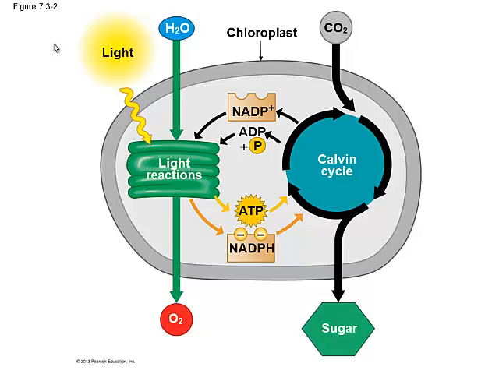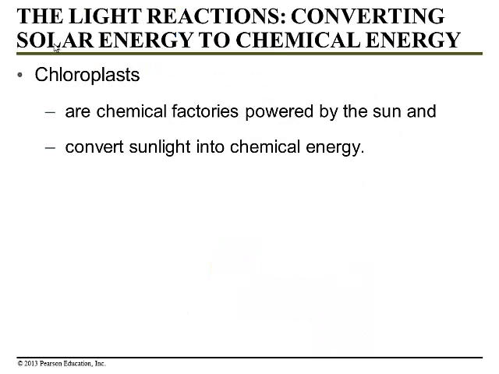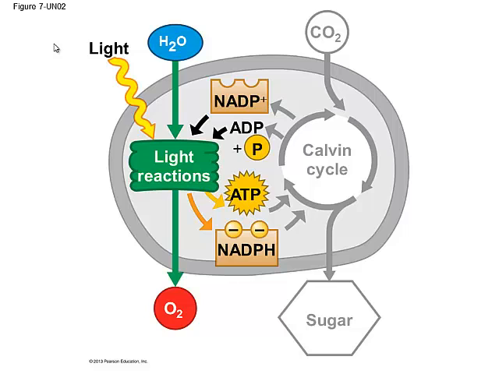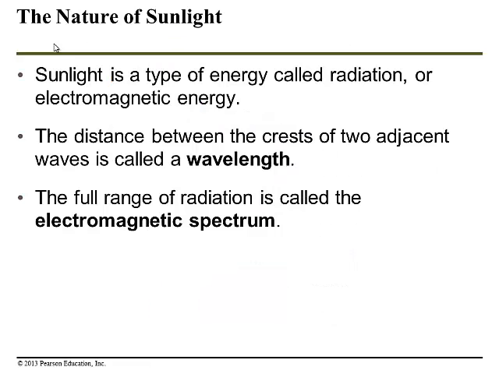The electrons are going to be what? In this case, transferred instead of to the electron transport chain, where are they going to be transferred to? They're going to be transferred to the Calvin cycle. The Calvin cycle, in a series of chemical reactions, will then result in what? In sugar production. So, chloroplasts, little chemical energy factories powered by the sun, going to help convert that sunlight into chemical energy. So, let's start with the light reaction.